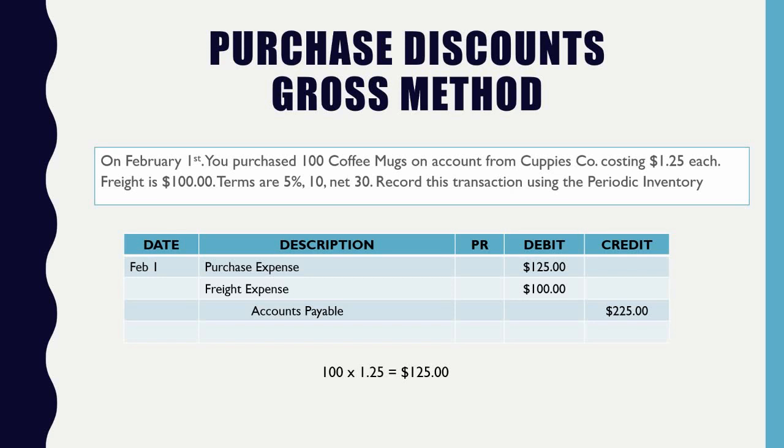And in this case, now I'm going to, because I owe them on an account, right? I made the purchases of these coffee mugs on an account. So therefore, it is a grand total with accounts payable of $225, right? This is the gross method because we're recognizing at full price right now. Okay?